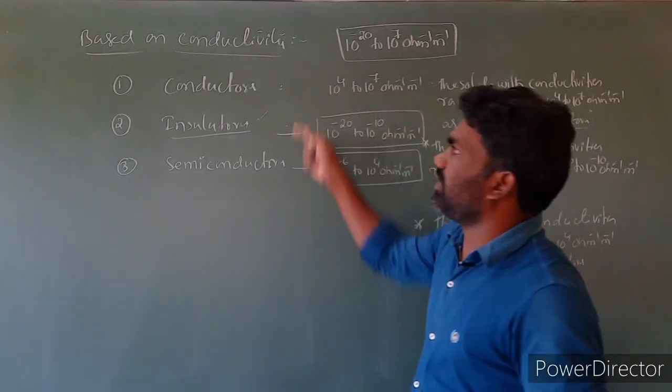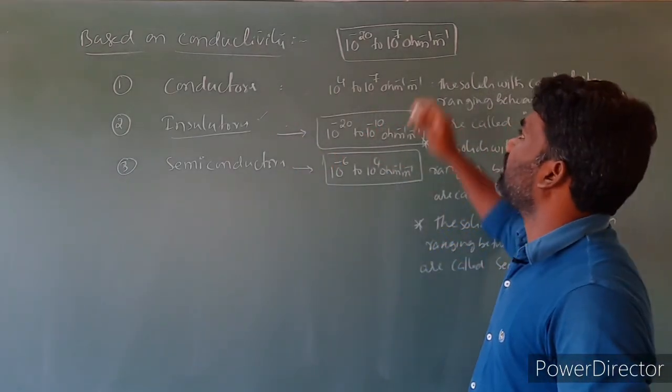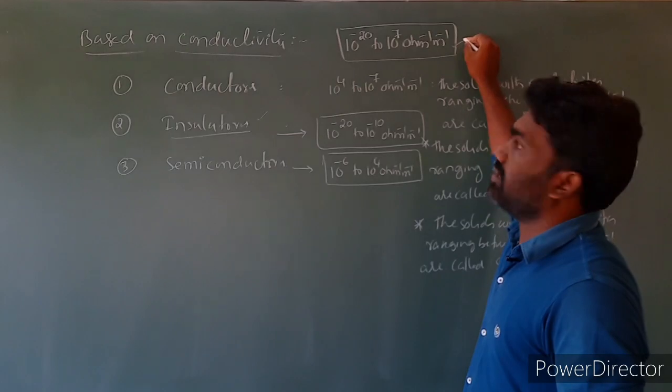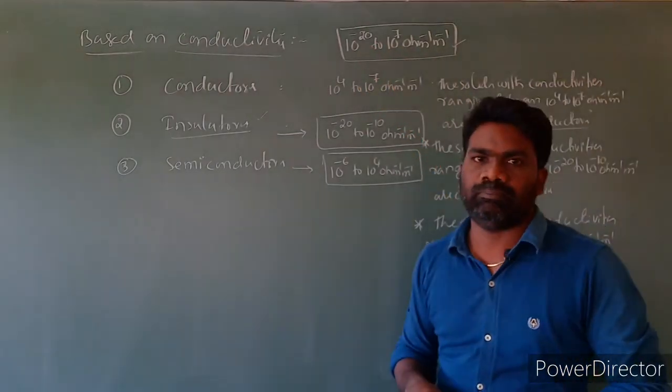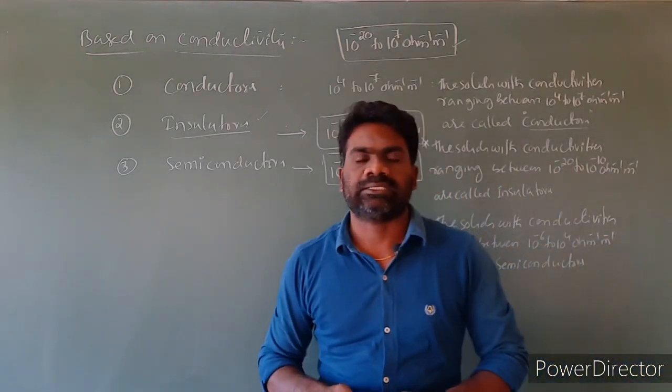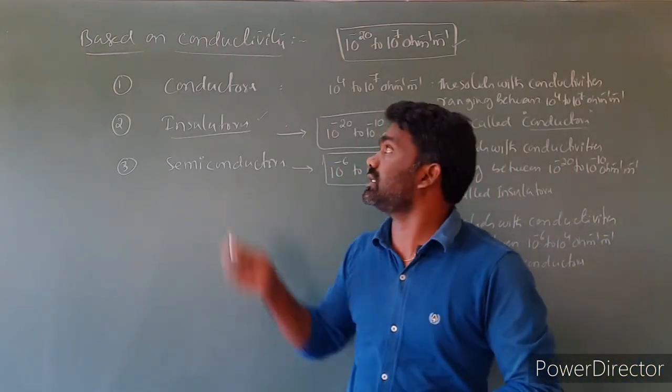So this is the classification of solids on the basis of conductivity, ranging from 10 power minus 20 to 10 power 7 ohm inverse meter inverse.